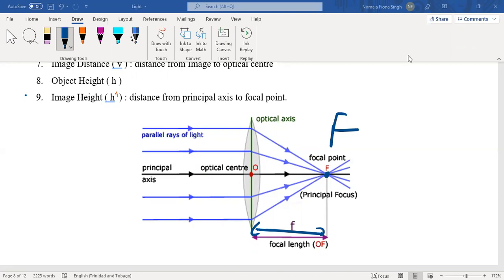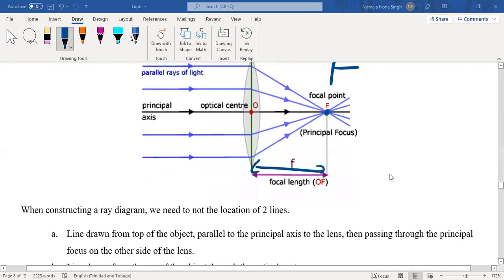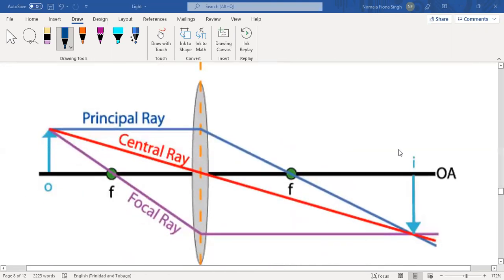All right. Okay, so we want to now draw ray diagrams. Now, this is what our ray diagram is.